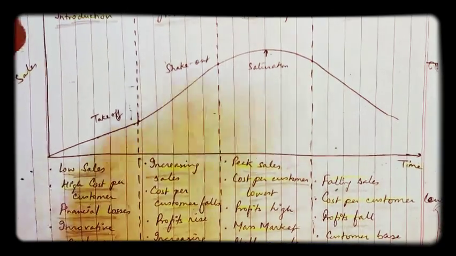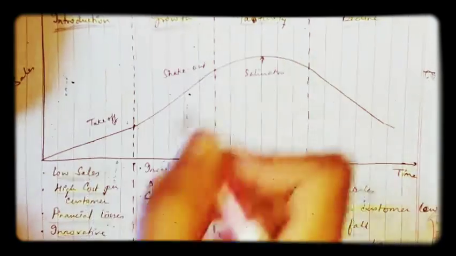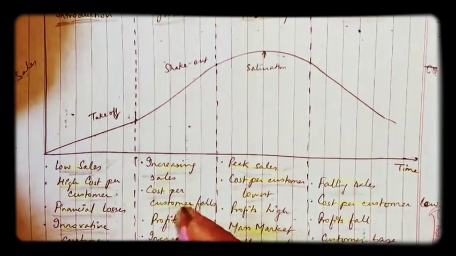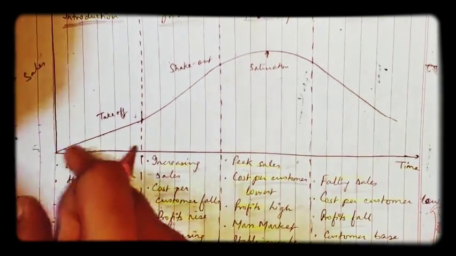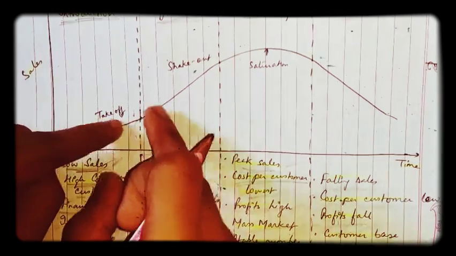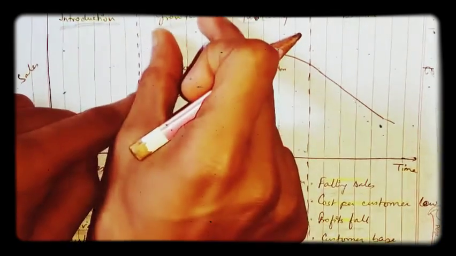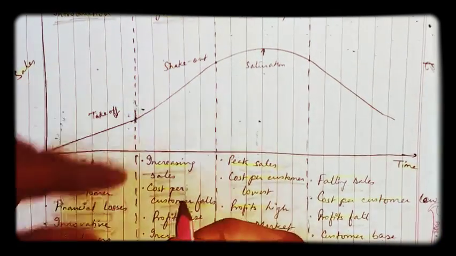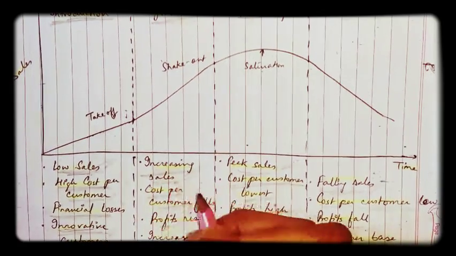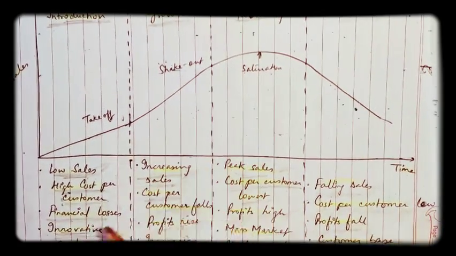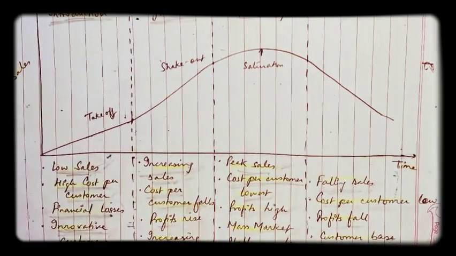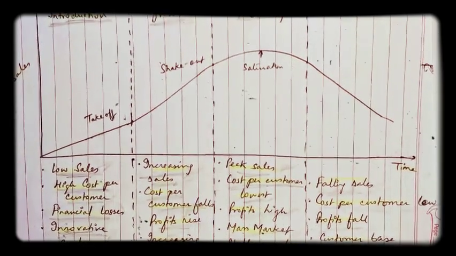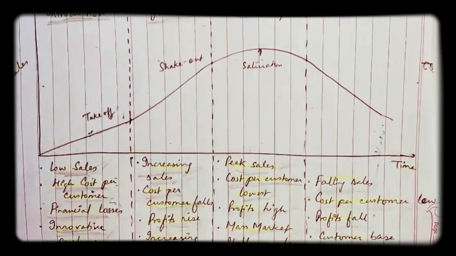Okay, next stage is growth. First understand how we have taken in the graph. First is takeoff, when product is introduced. Next is take out, when the growth stage is. In this growth stage, what we came to know, increasing sales, when the stage growth of the product is growing and the sales is increasing. Cost per customer falls, profits rise, increasing number of customers, more competitors.